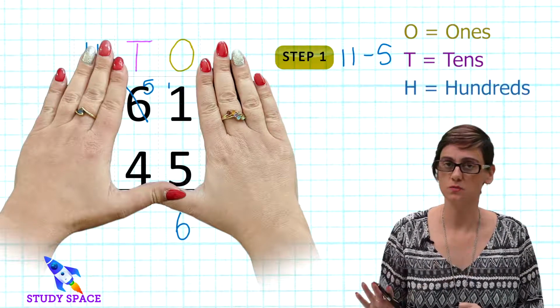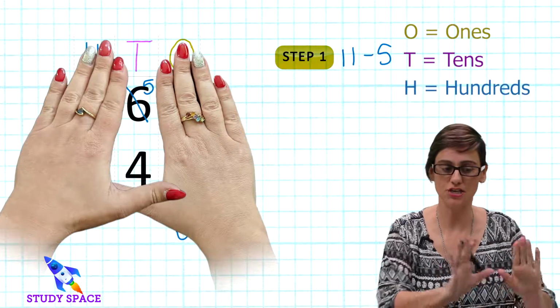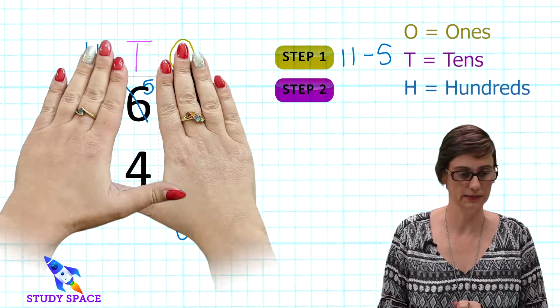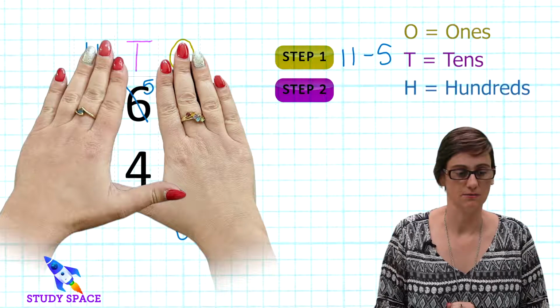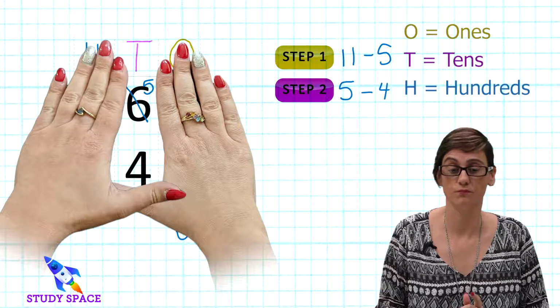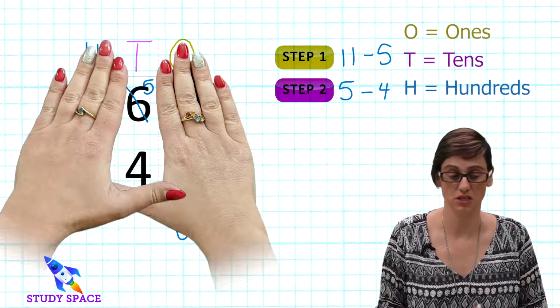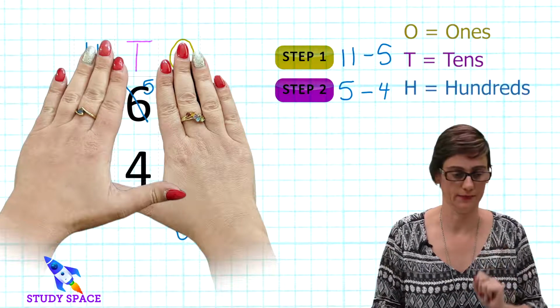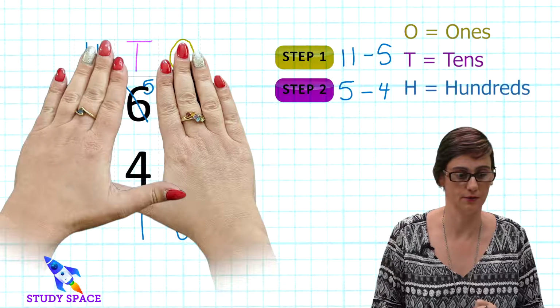Okay, now I've finished with the ones, now I'll go to the tens column. So just looking at the tens column, okay? So the question is asking me 5 take away 4. Can I do that? Yes, I can. That leaves me with 1. So I write the 1 down the bottom.